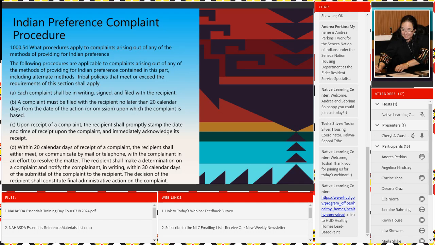Don't try shortening up the amount of time or they'll find you out of compliance, because this adheres to what the law says. I had somebody do that once. I think they shortened it to 14 and HUD said, nope, it's 20.